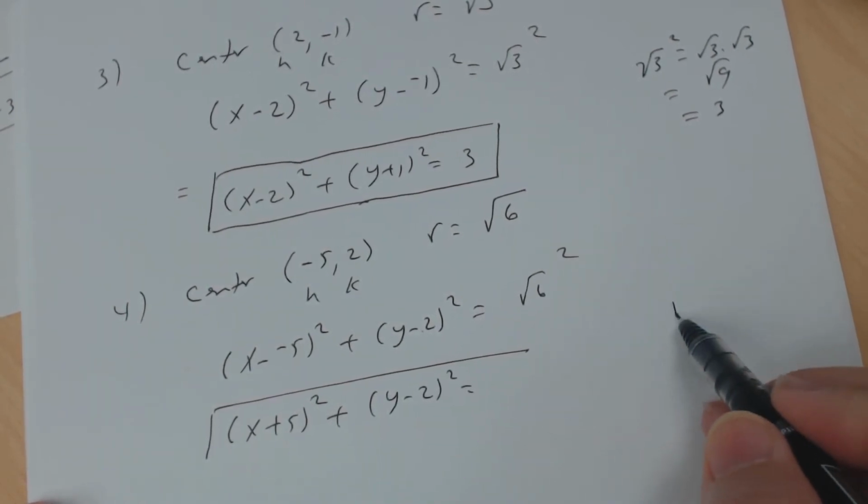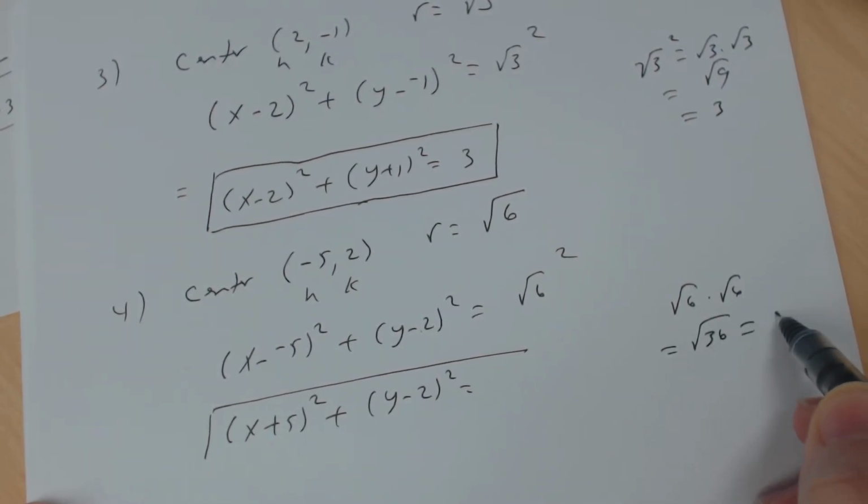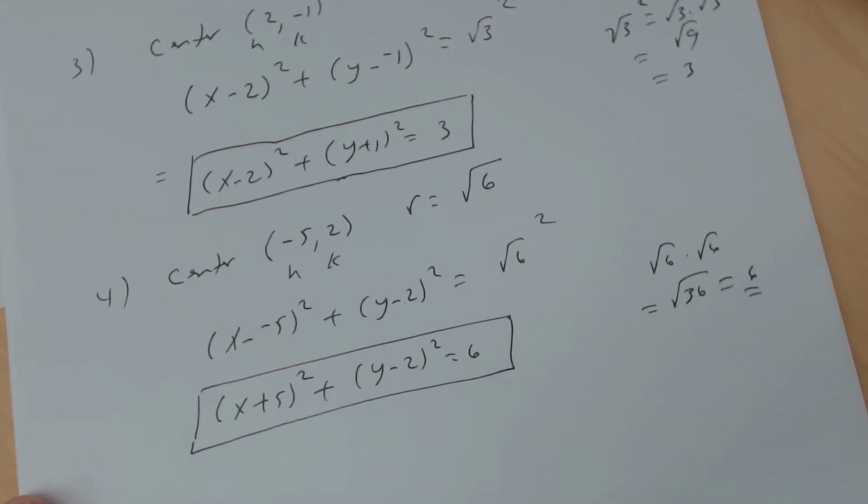All right, now the square root of 6 squared, remember, means the square root of 6 times the square root of 6, which is square root of 36, which is just 6. So that's your answer there.